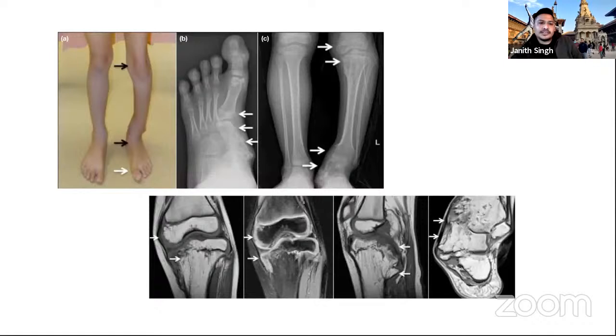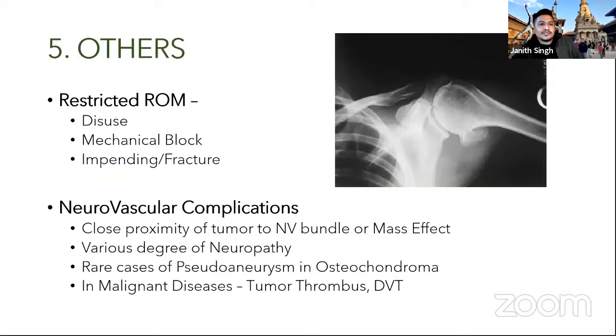And now this is Trevor's disease. Trevor's disease is basically intra-articular osteochondromas, and they're very difficult to treat if you find them later on, because of all these angular deformities, it's very, very hard to treat them. Other symptoms include restricted range of motion. As you can see in the picture on the right, this is a sessile osteochondroma that can cause restriction of movement. And sometimes you can have neurovascular complications.